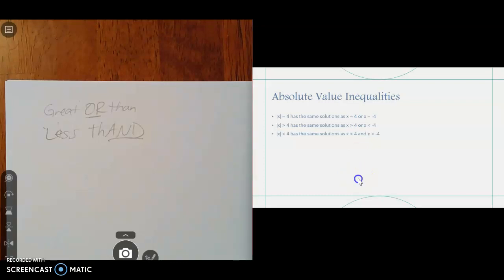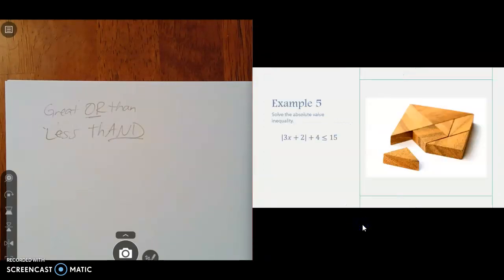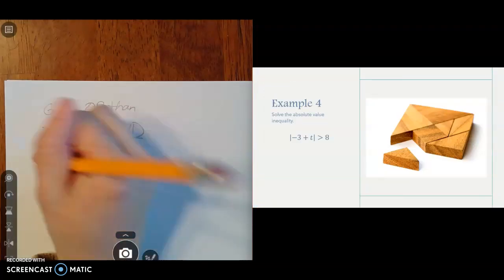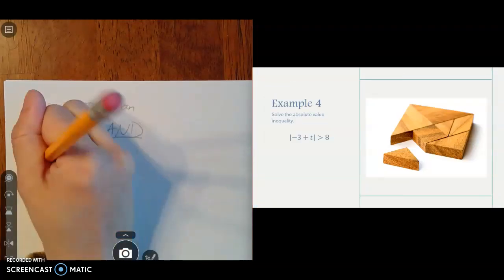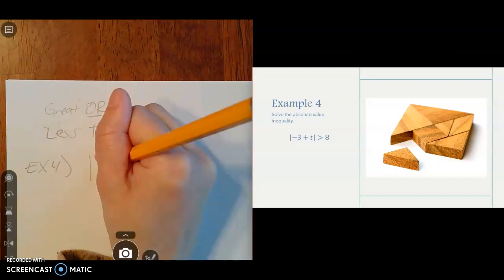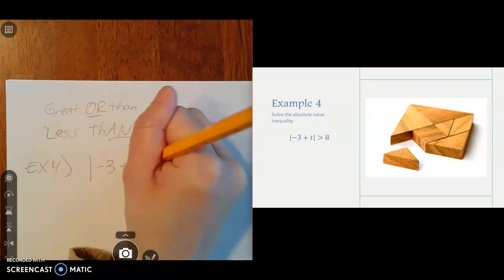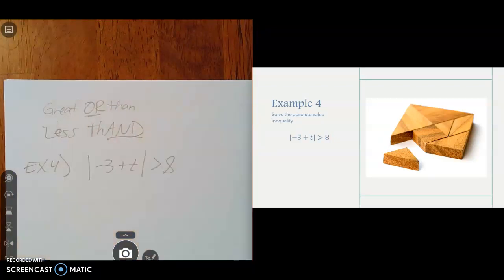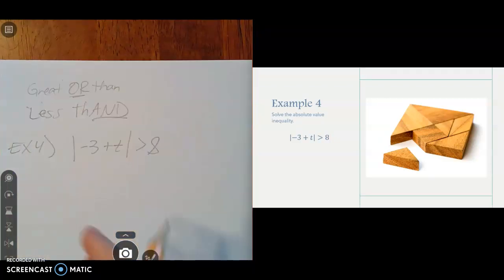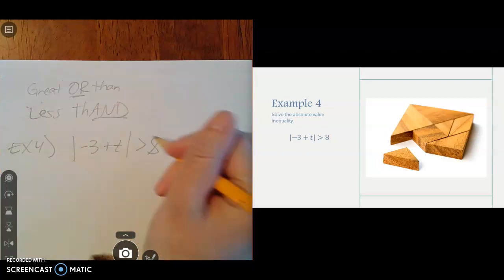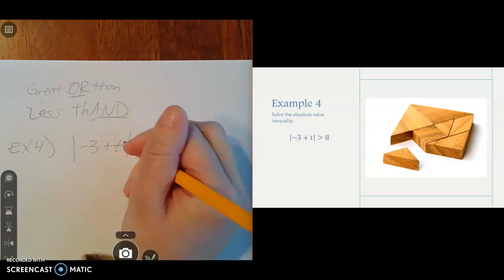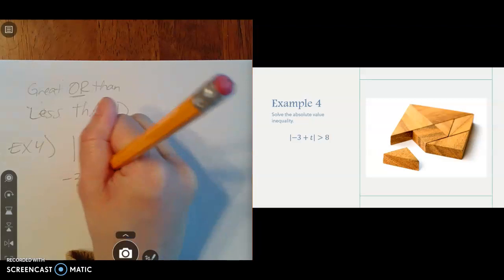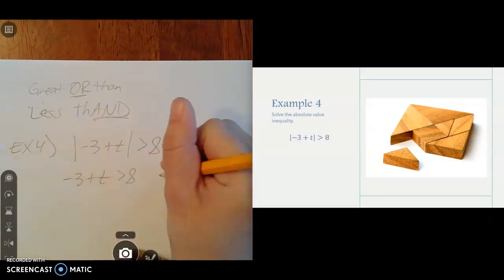So let's get going. Let's do some examples, okay? Here we go. So example 4. What I have for us is the absolute value of negative 3 plus t is greater than 8. Okay, so if it's greater than 8, what I'm going to have is one that looks a lot like the original, but just without the absolute value. Negative 3 plus t is greater than 8.